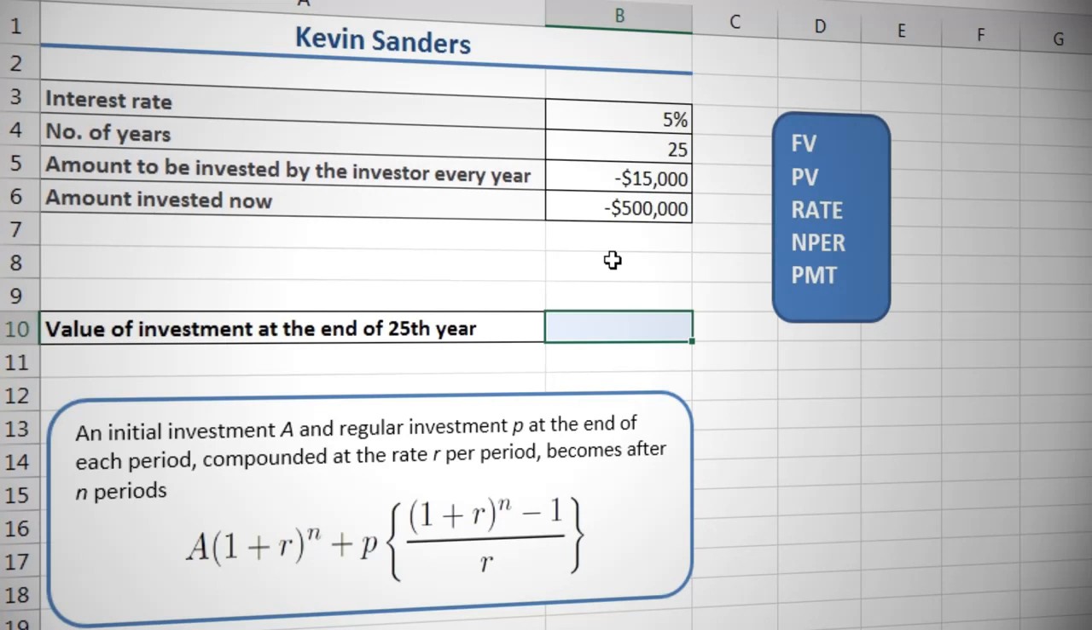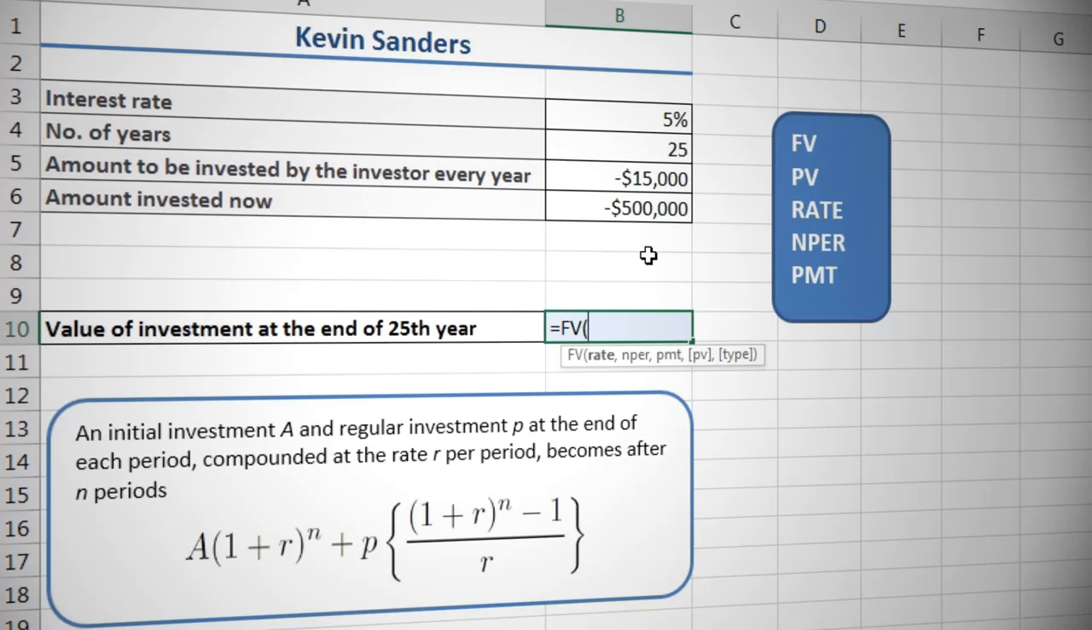So with those out of the way, let's see how we can calculate the value of this investment at the end of the 25th year. The thing we're trying to calculate is the future value. So we're going to use the future value function. We start by typing equals FV for future value and then tab.